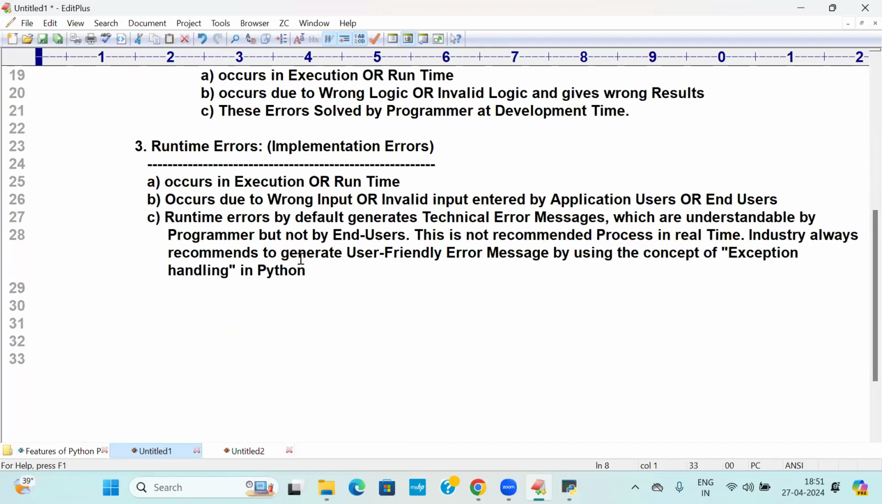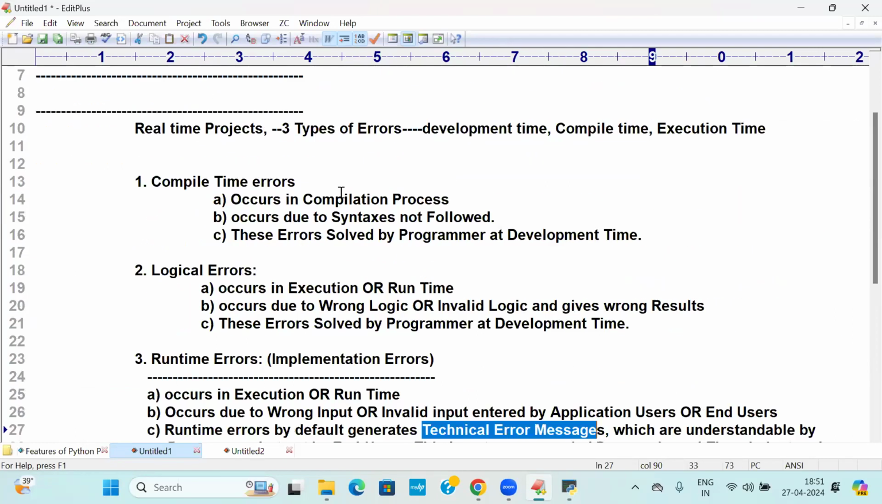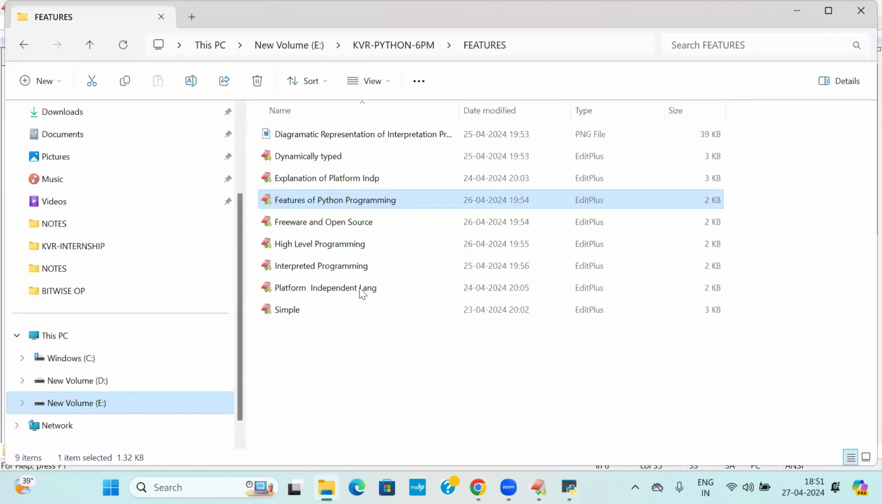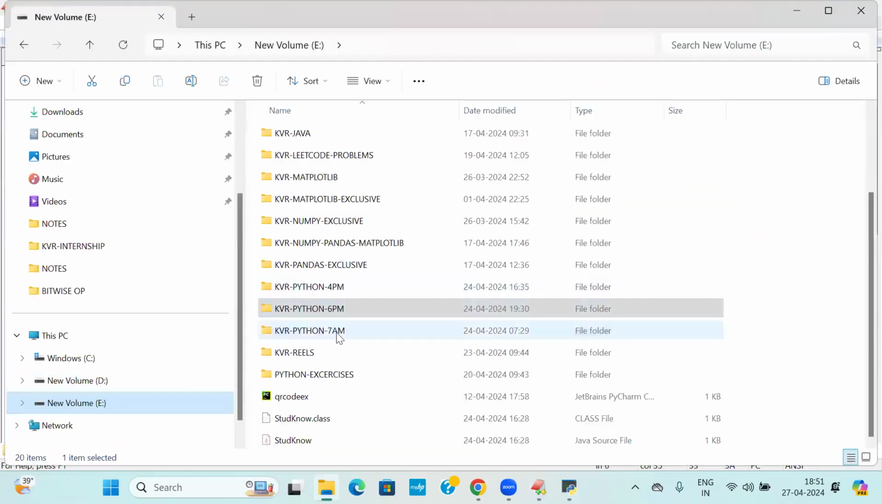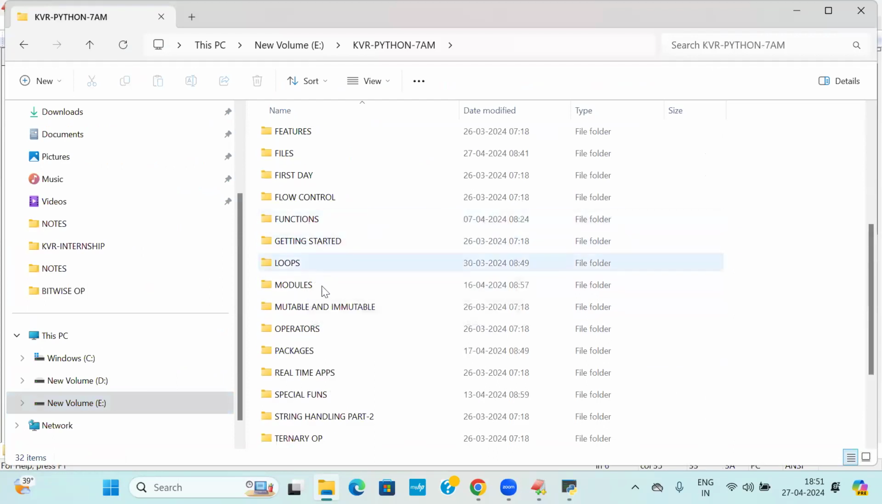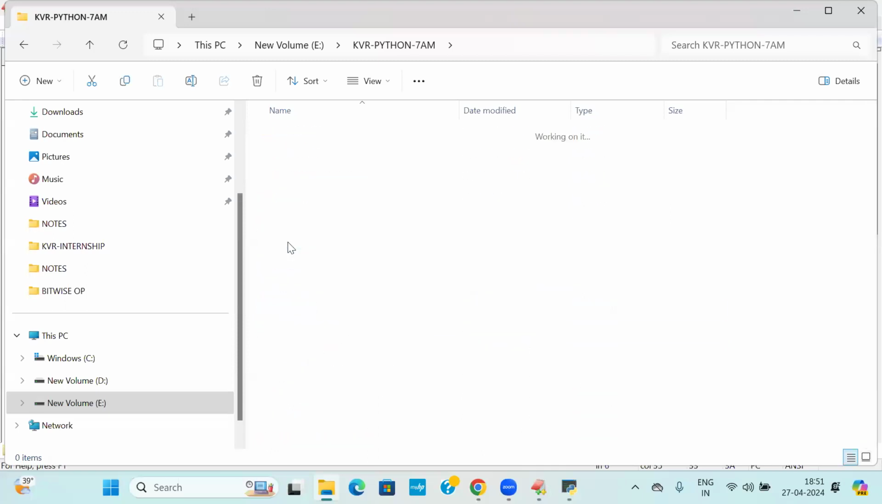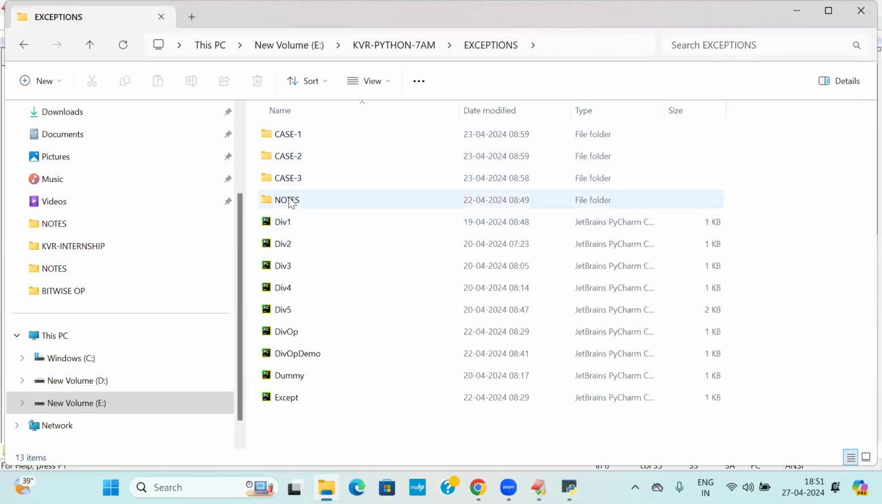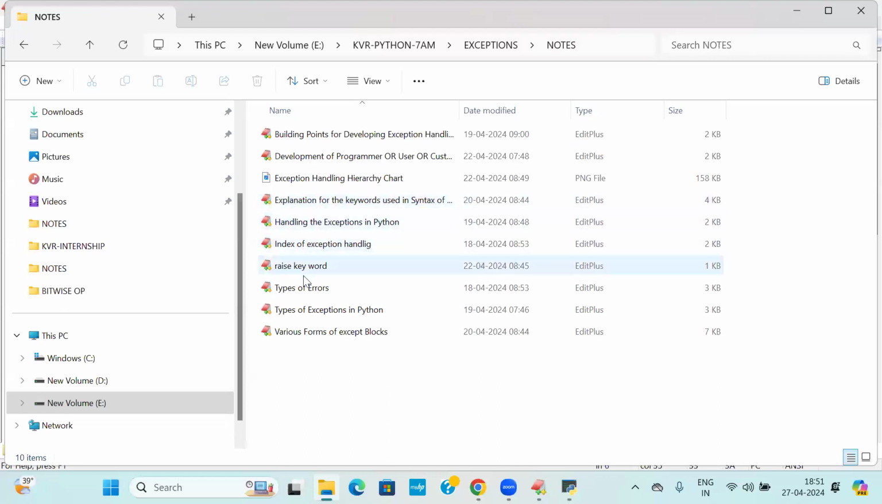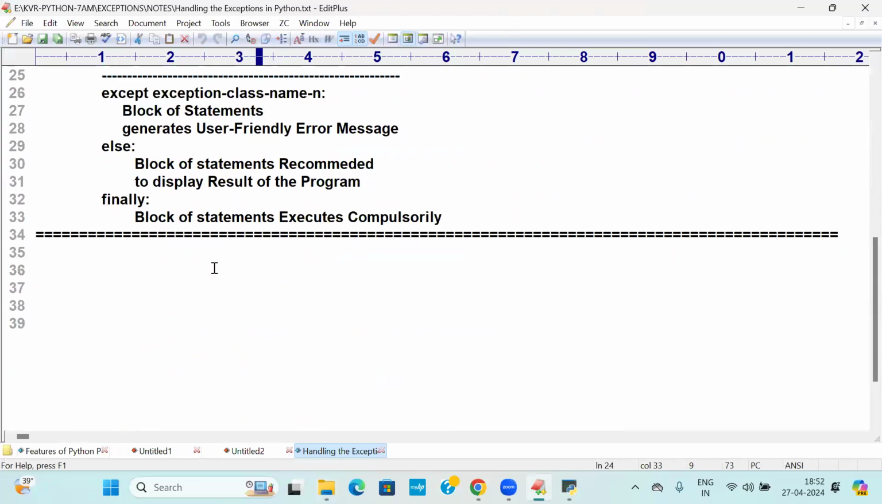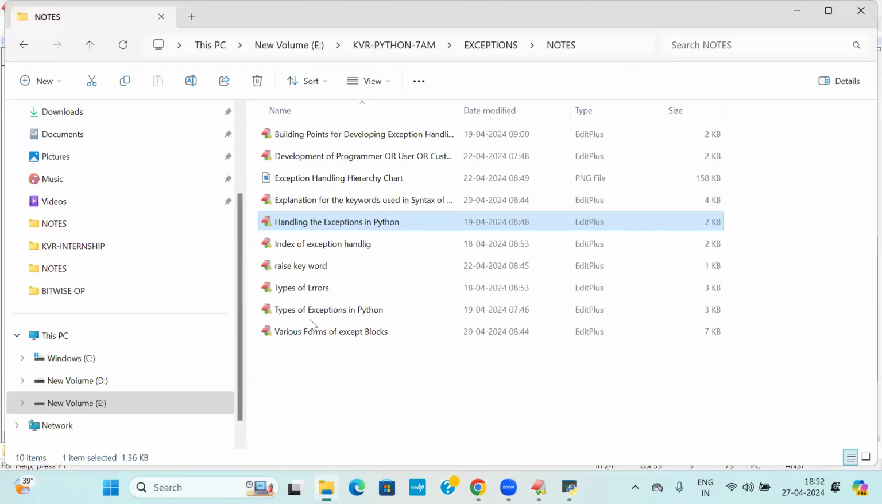The process of converting which messages? Technical error messages into which messages? For that there is one syntax in Python, which I am explaining just for you to see. Of course, you may have some tension about when I will teach this process. You see the exceptions notes in my morning batch, which was completed very recently. There are case study 1, case study 2, case study 3. Syntax for handling the exception in Python: try, except, else, finally. Syntax you see. Another syntax I will also show you.